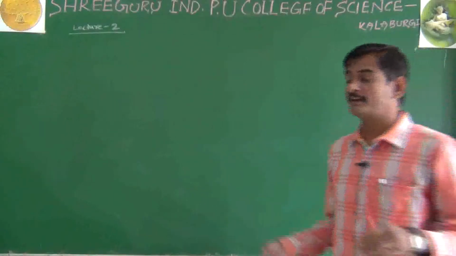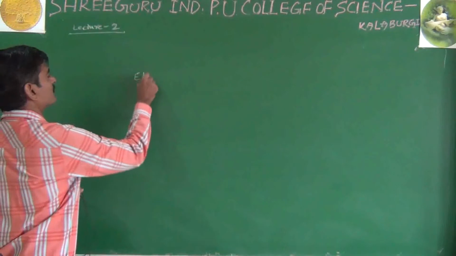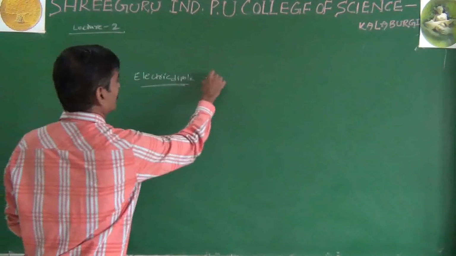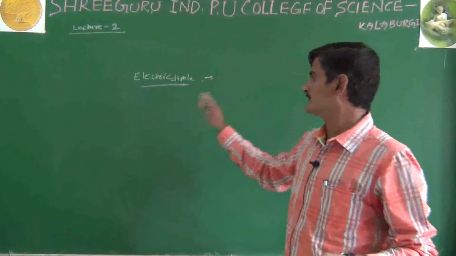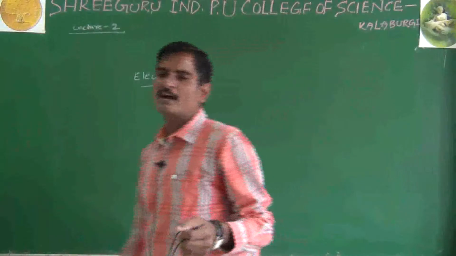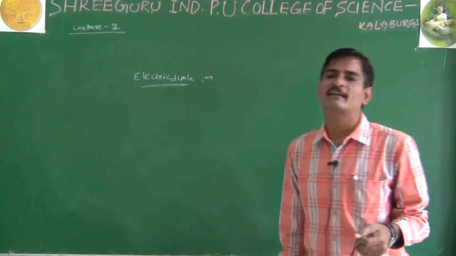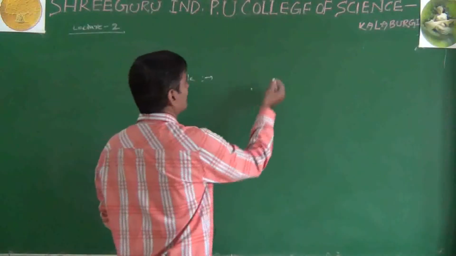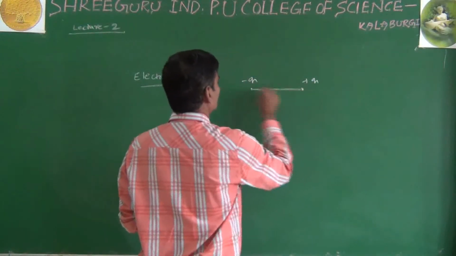You have studied about the electric dipole in the previous class. Just I will recall what is an electric dipole. A pair of equal and opposite charges separated by a certain distance is called an electric dipole. That is, a pair of equal and opposite charges, minus Q and plus Q, separated by a certain distance.